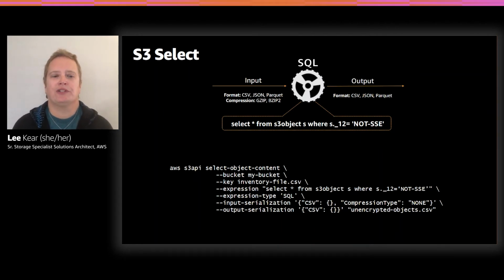In our report, the 12th segment is the encryption status metadata field, and the value of not SSE identifies this as an object that was not encrypted by any S3 encryption options. Those encryption options would be SSE-S3 and SSE-KMS. So you can see by our restriction, we have our select statement, and then we're going to output to unencrypted-objects.csv. And so we have created our CSV file that we're then going to use as an input to our batch operations process.